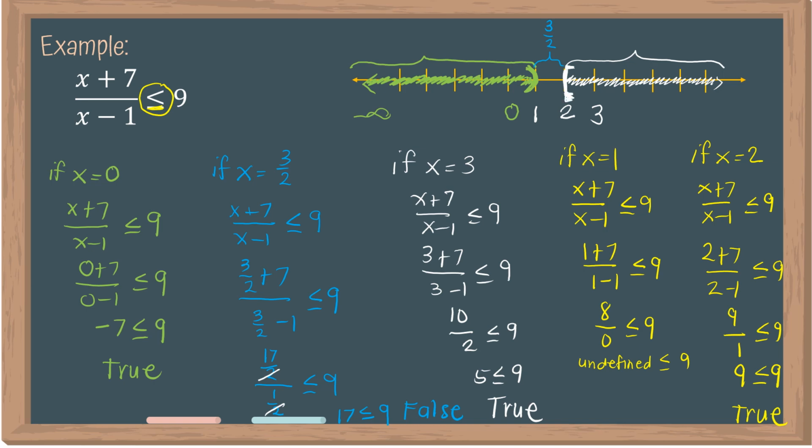So, therefore, the solution set to our inequality can be written as negative infinity and then positive 1, of course not including 1, kaya parenthesis yung ginamit natin. Union, then we have the bracket 2 and going to positive infinity. So this will be our solution set for the given inequality.